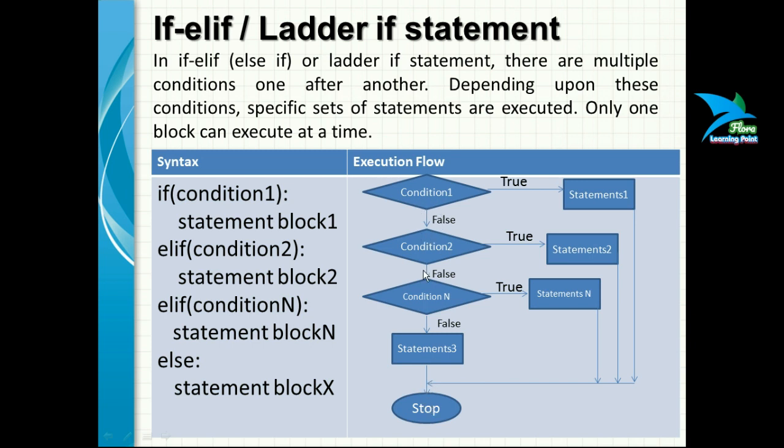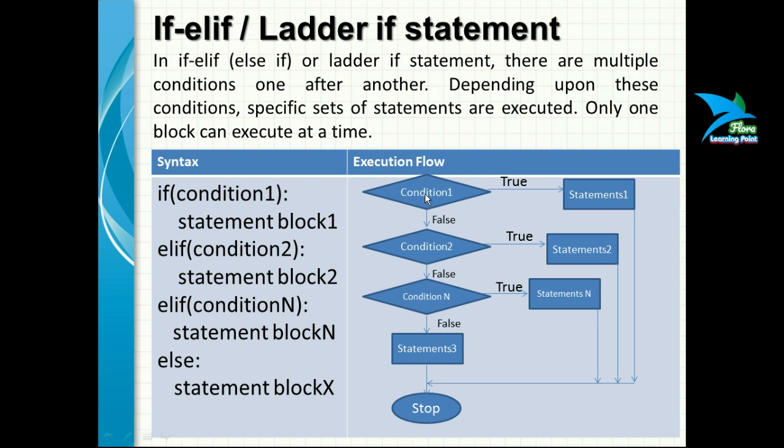Then if the second condition is false, then control moves to condition n. There may be any number of conditions. Then if this condition is also false, then statement 3 will execute and the program will be stopped. So that means if all the conditions are false, then statement 3, which is defined inside the last else portion, will execute at the end and the program will be stopped.